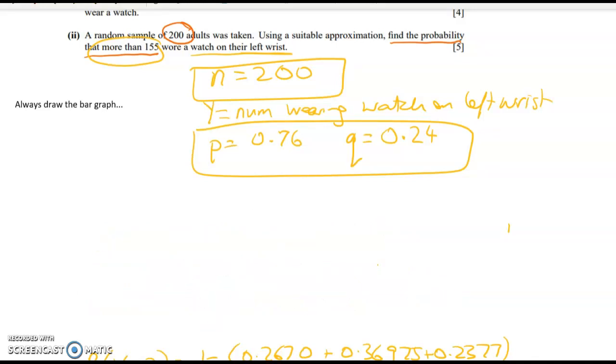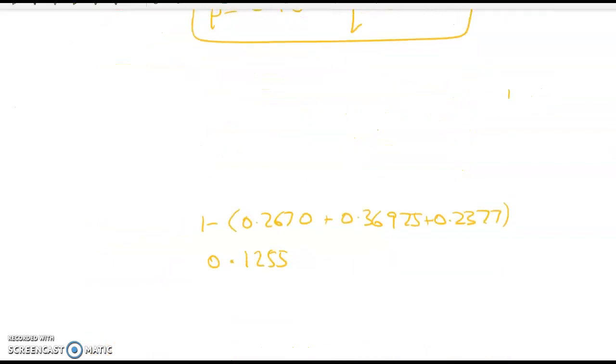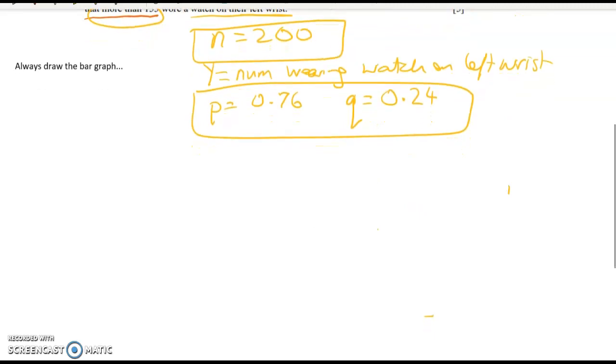Right, so we've got to add up probably 156, 157, and so on. It was bad enough doing it for 3. So let's look instead at what we can do for an approximation. Well, we can see in here that the mean of the binomial, E of Y, is np, so 200 times 0.76 gives me 152.